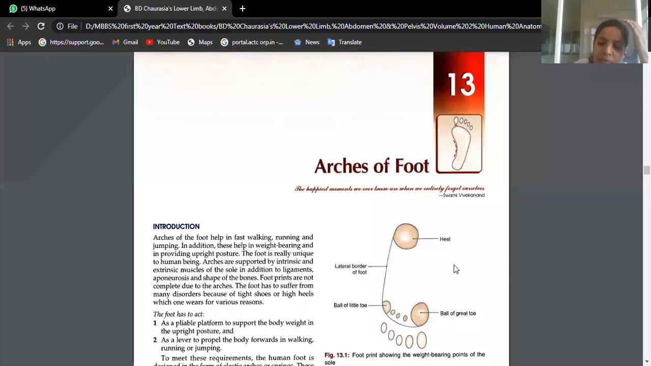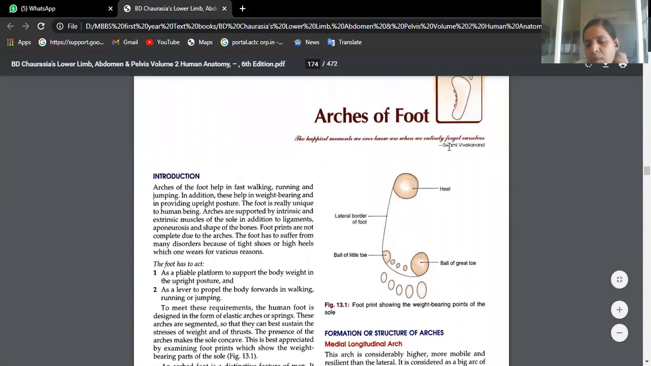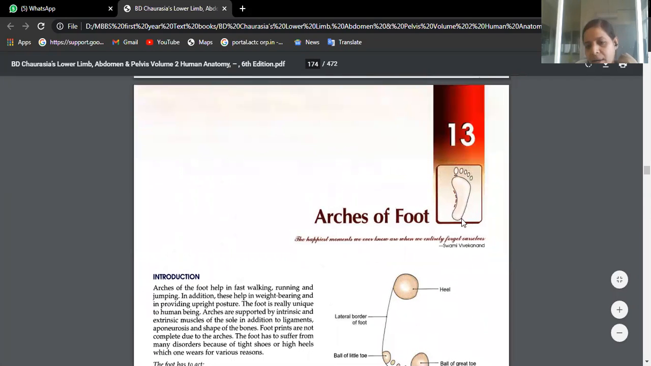See, arches of the foot, in the sense that when you just place your foot on the ground, it's not completely flat, right? If you see the footprint, you will see there is some elevation, an arched area on the medial side and also on the lateral side. The medial side is very well pronounced when you compare it with the lateral side, isn't it? So here, this arch which is a little higher in size is the medial longitudinal arch, and the other side we have is the lateral longitudinal arch.